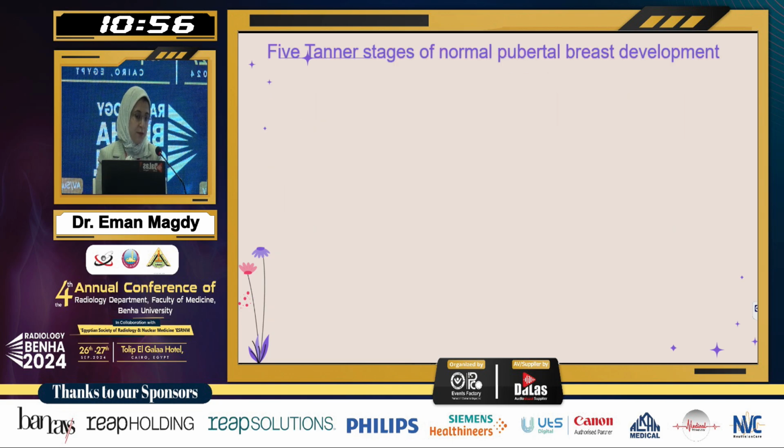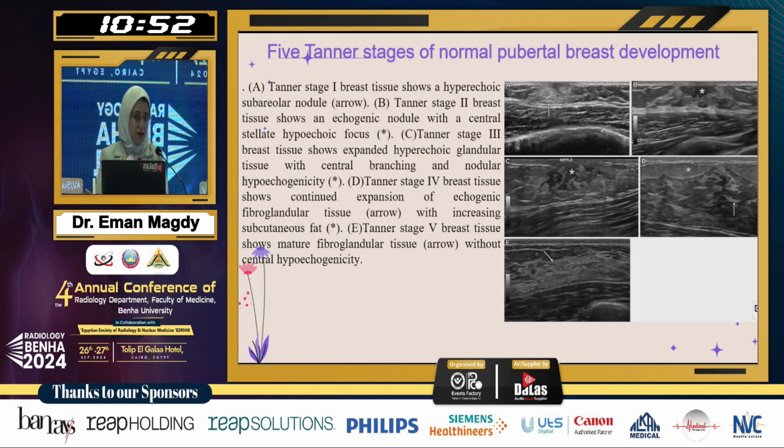Okay. What about Tanner staging for breast development? We have 5 stages of breast development. Stage 1, in photo A, represents as a subareolar echogenic nodule. Photo B, stage 2, represents an echogenic nodule with a central satellite hypoechoic focus. Stage 3, in photo C, we show expanded hyperechoic glandular tissue with central branching and nodular hypoechogenicity.